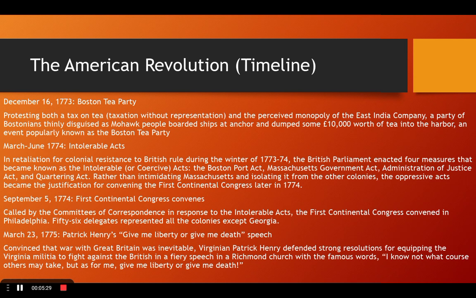Convinced that war with Great Britain was inevitable, Virginian Patrick Henry defended a strong resolution for equipping the Virginia military for fighting against the British in a fiery speech in a Richmond church with the famous words, "I know not what course others may take, but as for me, give me liberty or give me death."